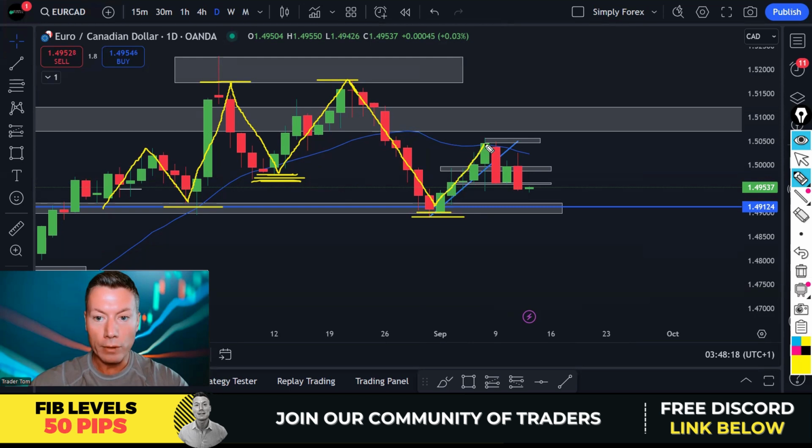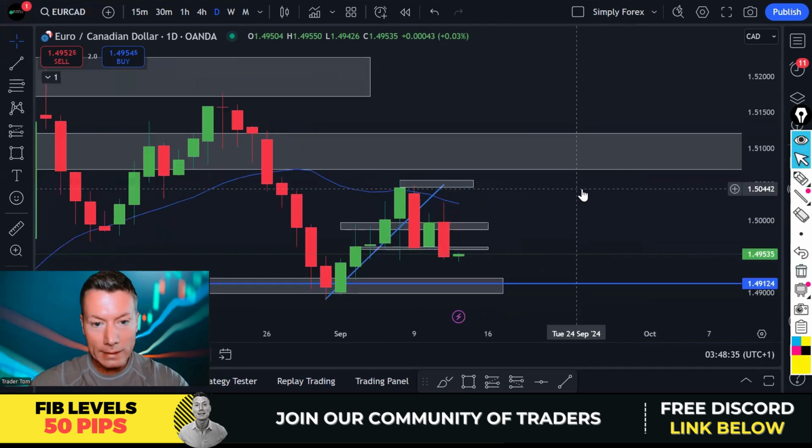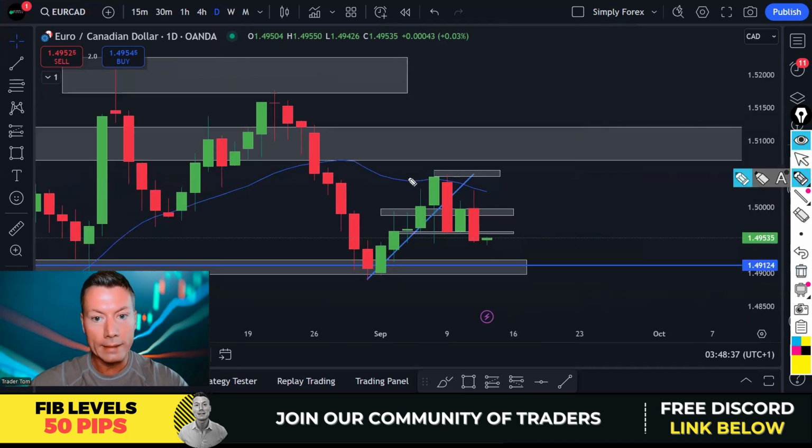Then price retraced to the moving average 20, and then we got this very bearish candle. And ever since I've seen this candle, I have been looking to sell Euro Canadian dollar back down to these lows. So price action says we're in a downtrend.